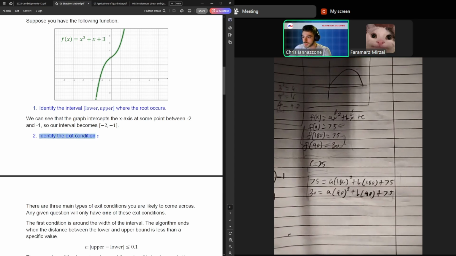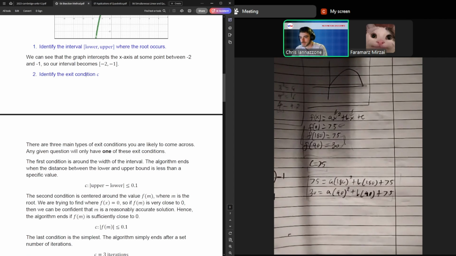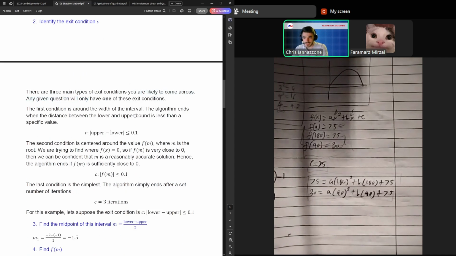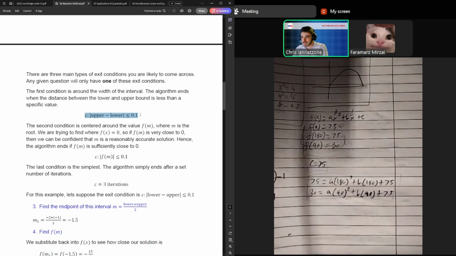The next thing you want to do is figure out, when do I stop? Because as I said earlier, you only ever get closer and closer to a real solution. You never actually equal the solution. So one thing you need to do is figure out when we are told to actually stop this process of doing it over and over again. There are three main types that you're likely to come across. One possibility is simply to end when your lower and upper bound have reached a certain distance between each other. So let's say I want to keep going until the gap between my lower and upper bound is less than or equal to 0.1. That's one possibility.